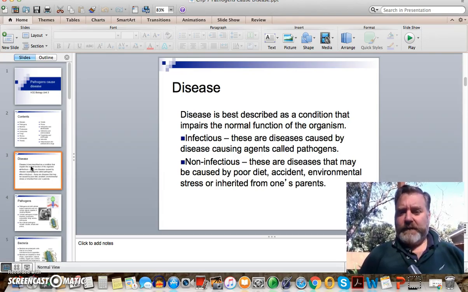You might inherit the disease genetically, you might have poor diet, poor exercise, have an accident, or have a great deal of environmental stress in your home life or work life, or all those sorts of things that can cause other problems. So dis-ease is our ability to maintain homeostatic control being overwhelmed by something.